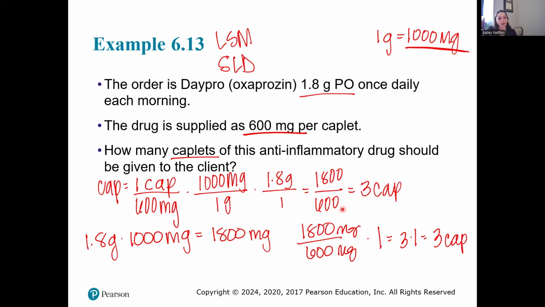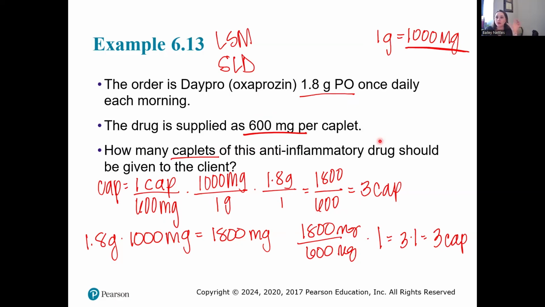All right, so now we have this lovely thing. So again, like I said earlier, if you're doing desired over have, that's great, whatever, but they have to match. So whether you make this 600 milligrams into 0.06 grams or this 1.8 grams into 1,800 milligrams, I don't care. Pick one, make them match.